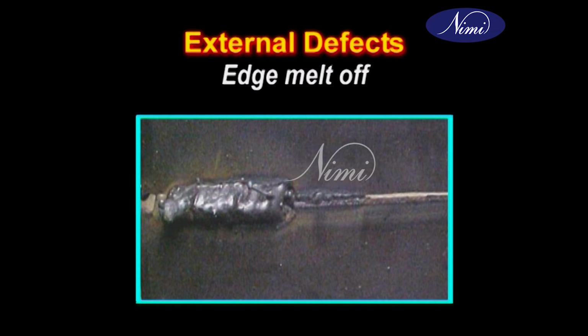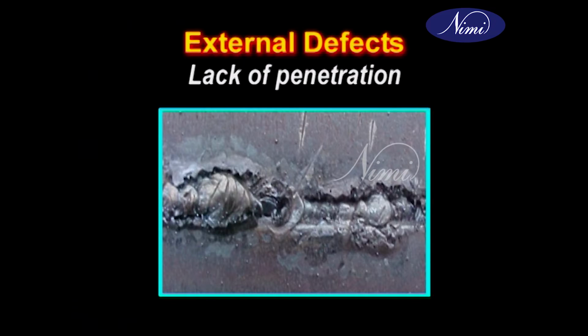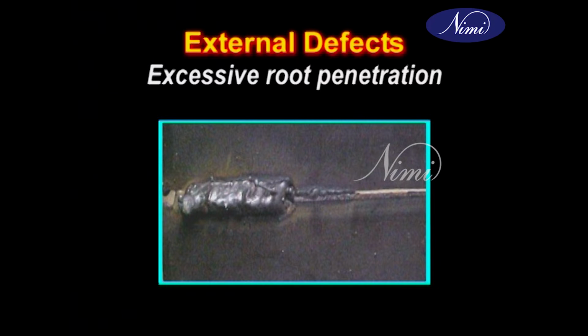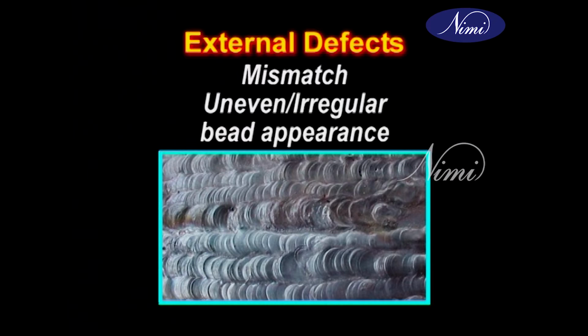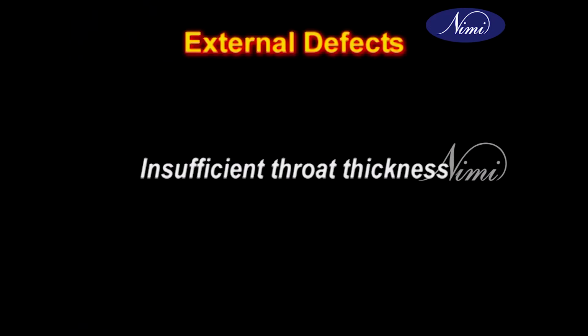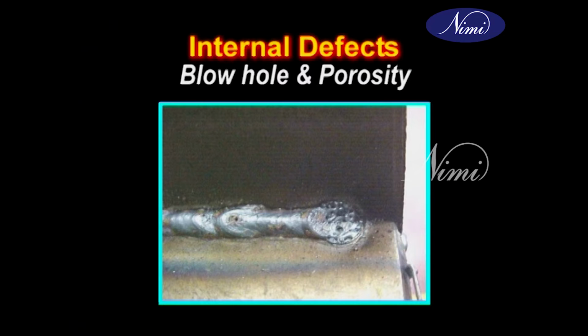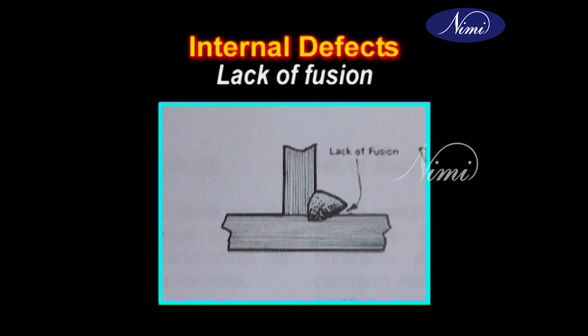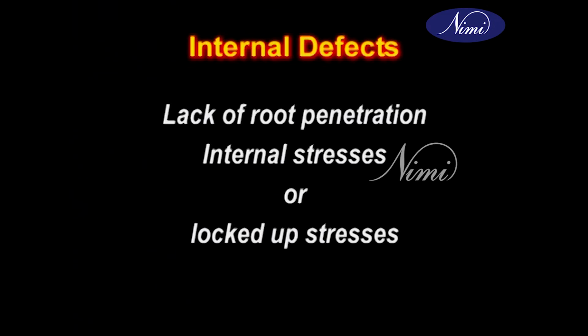edge melted off, oversized weld, insufficient fill, lack of penetration, excessive root penetration, overlap, mismatch, uneven, irregular bead appearance, insufficient throat thickness. Internal defects are cracks, blowhole and porosity, slag inclusions, lack of fusion, lack of root penetration, internal stresses or locked-up stresses. There are three types of distortions that appear in welds.